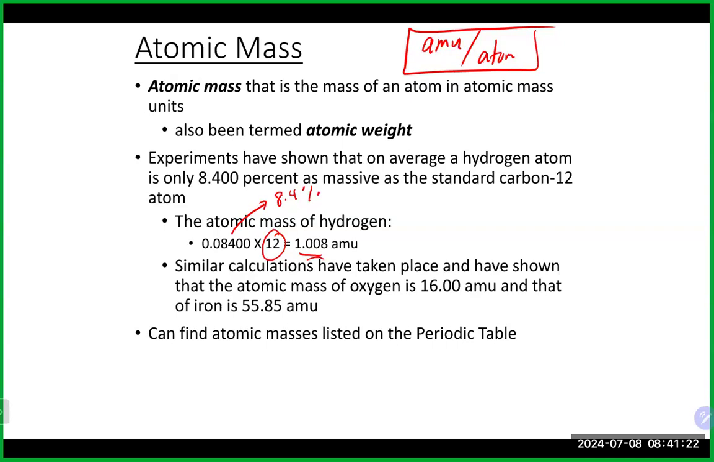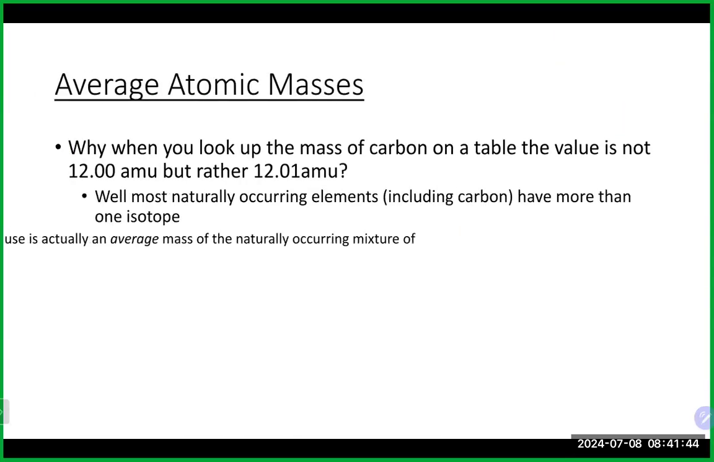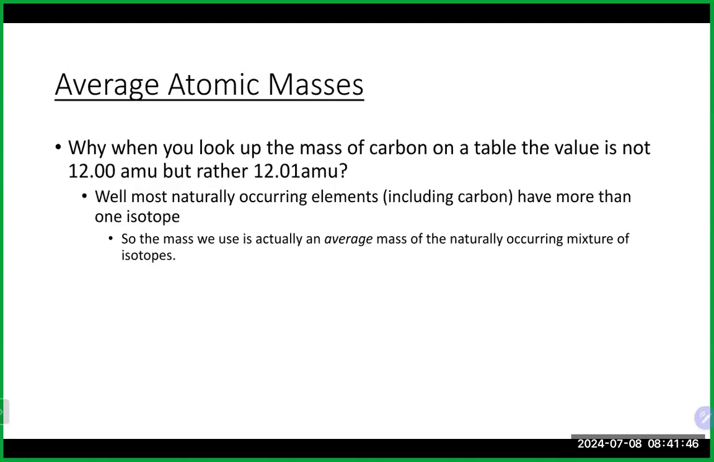Now, if we use carbon-12, for example, as the standard, and it has a mass of 12 AMU, when we do look at carbon on the periodic table, we actually do not see a mass of 12.00. We usually will see something like 12.01. And that is because what we are really seeing up on the periodic table is the average atomic masses. They are the average atomic masses of all the naturally occurring isotopes for that particular element.